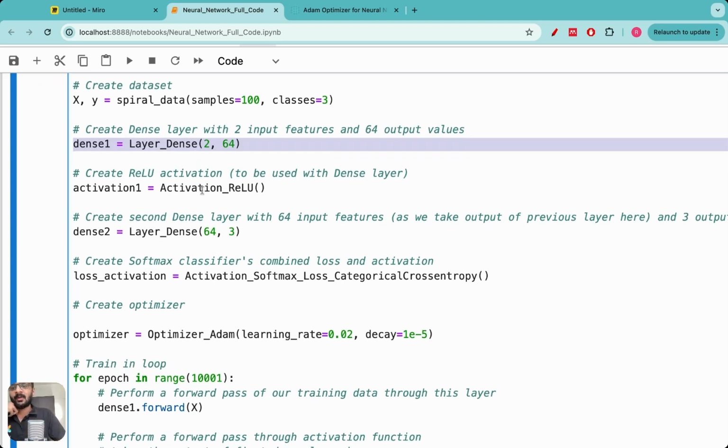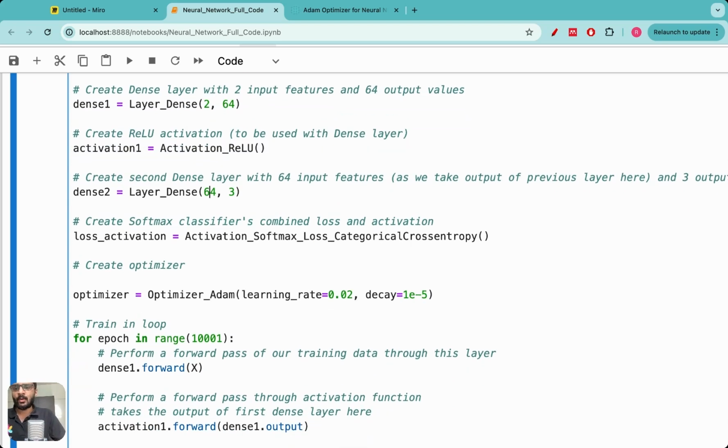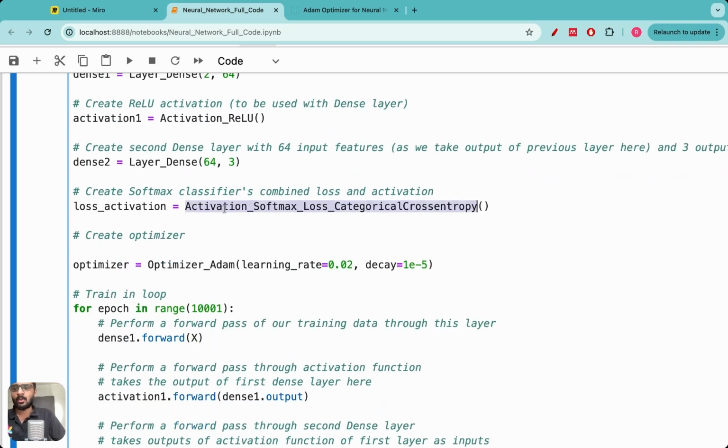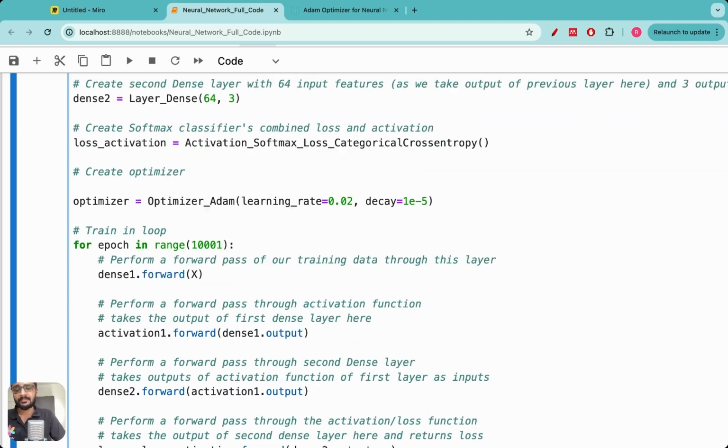Then we are going to chain it with the ReLU activation class, which is the activation function of the first layer. Then we are going to define the second layer, which has 64 inputs, because those are the number of outputs from the previous layer, and it has three outputs, which are the three neurons. And then we are going to chain it to the combined softmax plus the categorical cross entropy loss. And then we are going to create an instance of the optimizer class. The alpha naught we are going to set to 0.02, and the decay rate we are going to set to 10 raised to minus 5.